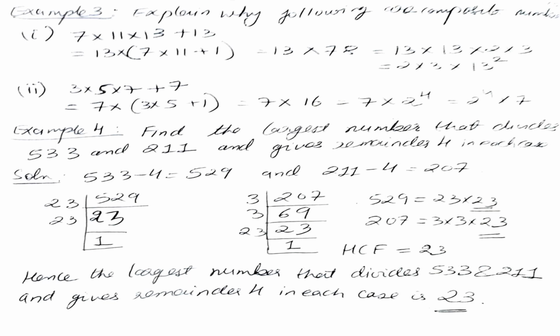Now I find the HCF for both the numbers. First of all, 529 is 23 into 23 and 207 is 3 into 3 into 23. So the common factor, the HCF, is 23. Hence the largest number that divides 533 and 211 and gives a remainder 4 in each case is 23.